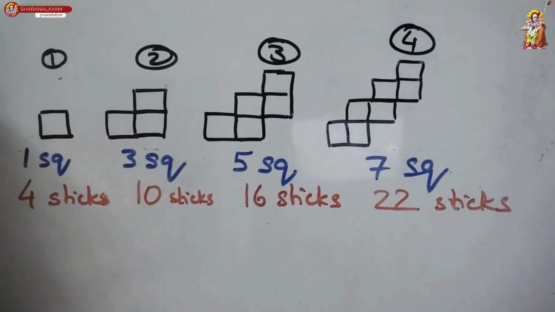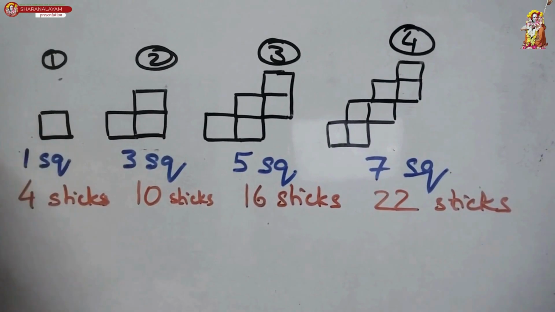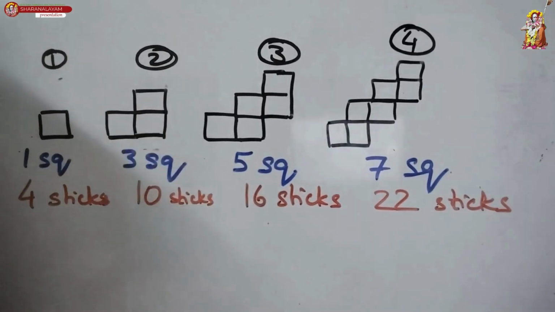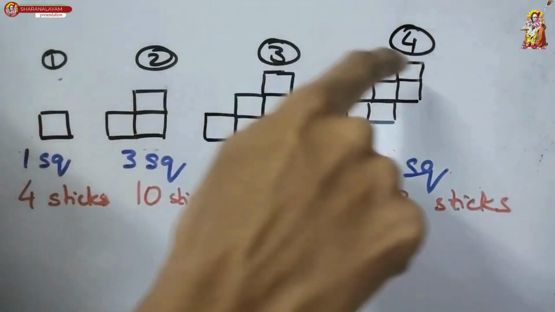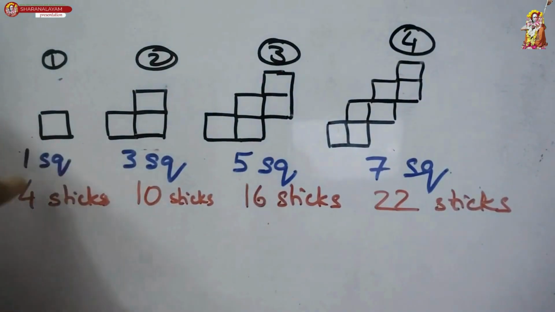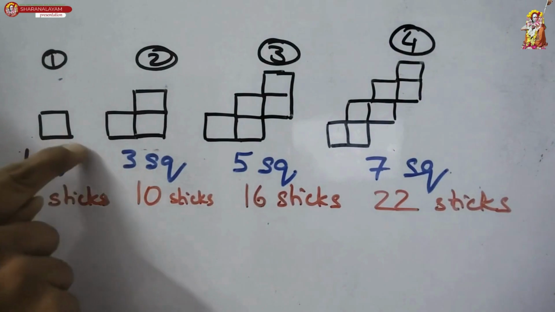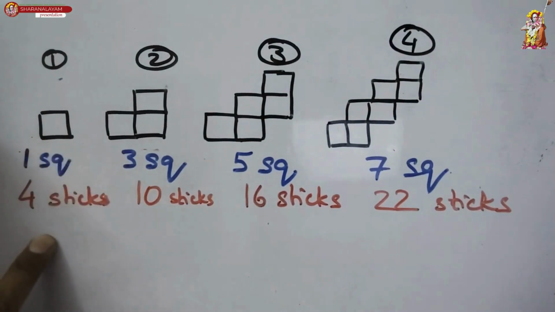Okay, the next one. This is a bit difficult. Difficult in the sense, there are 2 questions in this. So, you see the pattern, right? The first, second, third, fourth patterns. Now this pattern, the first one has 1 square which has 4 sticks.